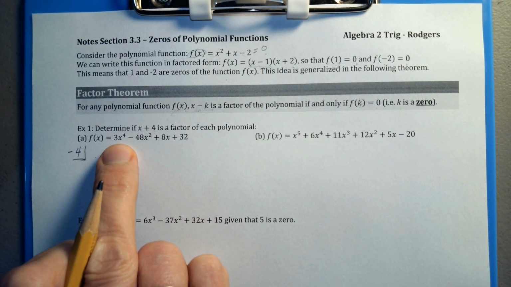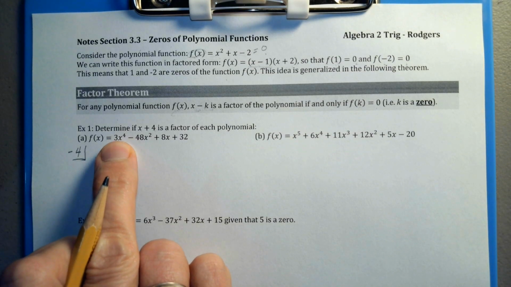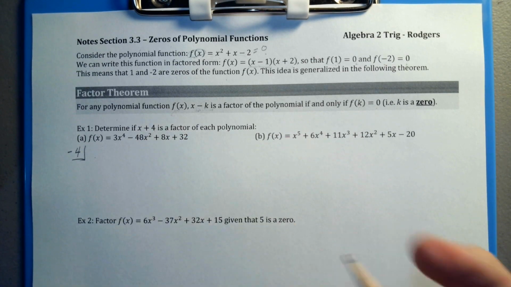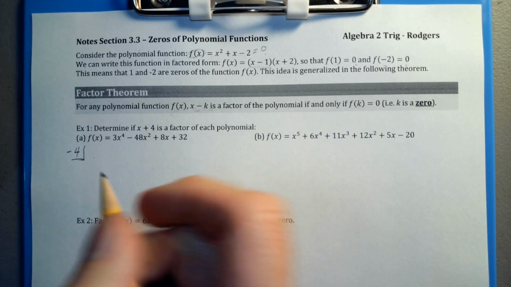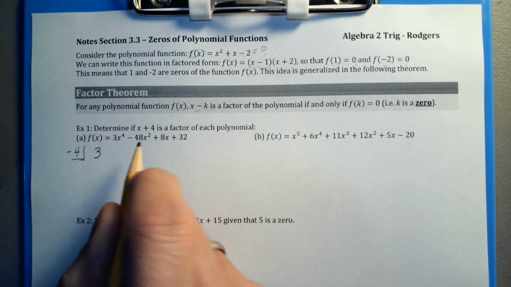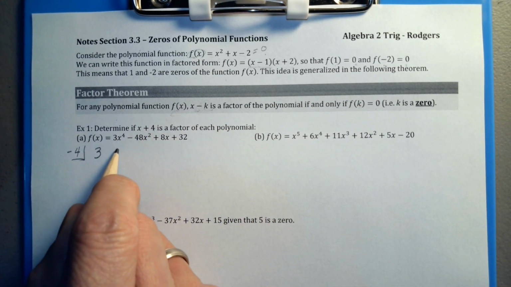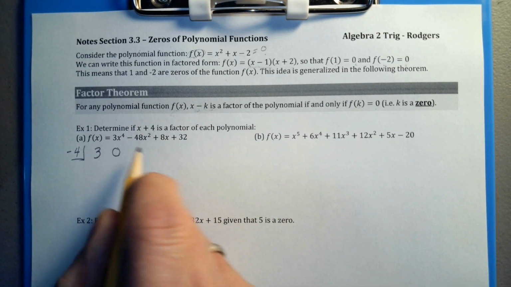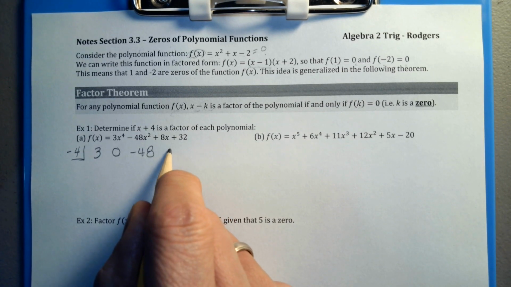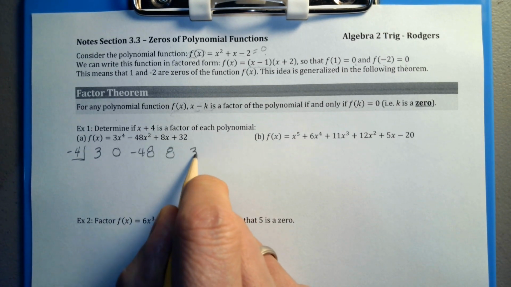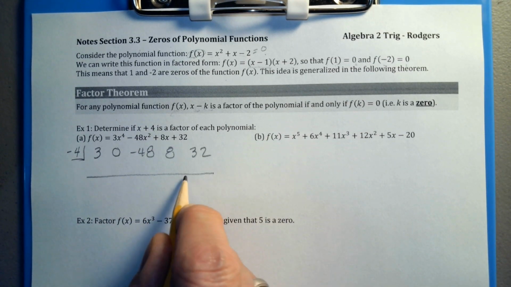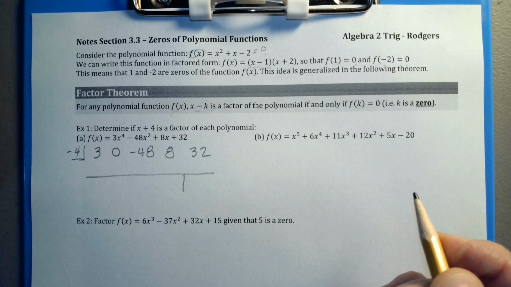Also check for missing term zeros. We have a degree 4, which means we should have 5 terms. 1, 2, 3, 4. We only have 4 terms, so be careful. We have a missing term. Make sure you put that 0 in. We have 3. The cubic term is missing, so that goes next: 0. Then negative 48, 8, and 32. Leave a space for numbers. Draw in your horizontal line. Draw in your remainder line.